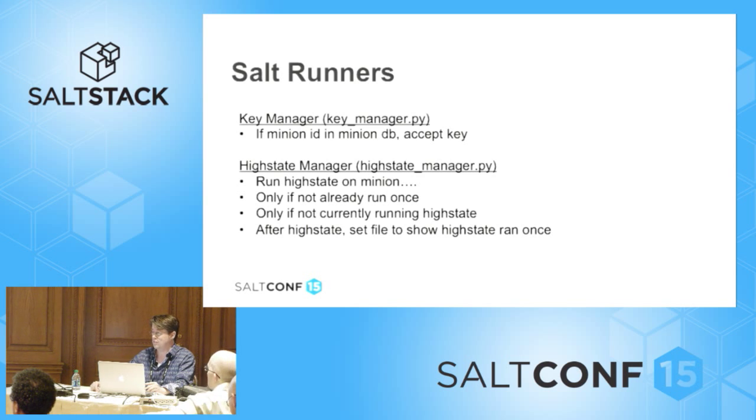If one has been run, I bail. If one hasn't been run, I check because, hey, maybe one started running and it's in the middle of some super long highstate. There's no reason to call it again. And then after running a highstate, I set this little sentinel file up in that directory I talked about, /etc/salt/HA. And so now I know I've run a highstate at least once. So pretty simple.